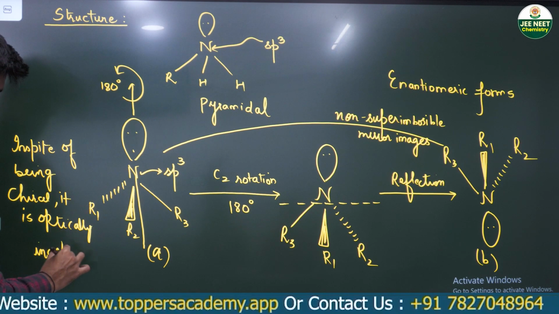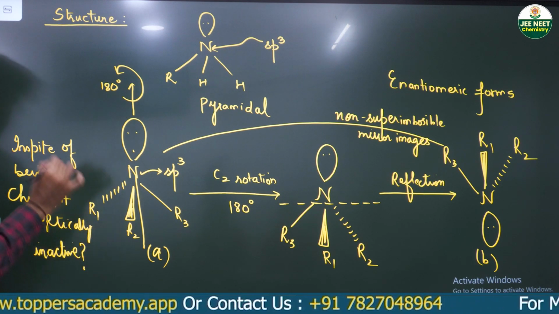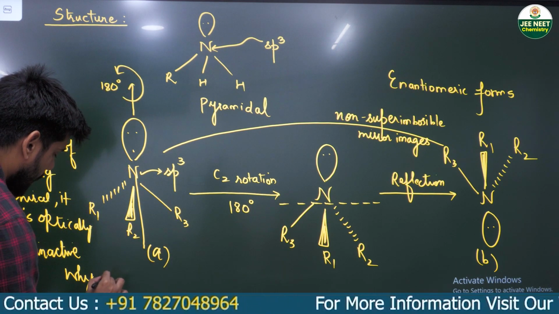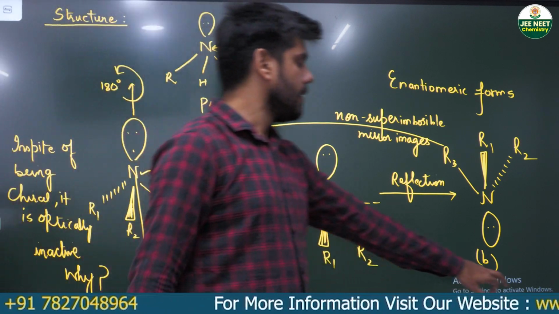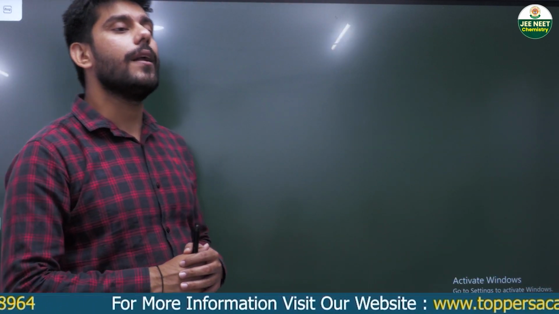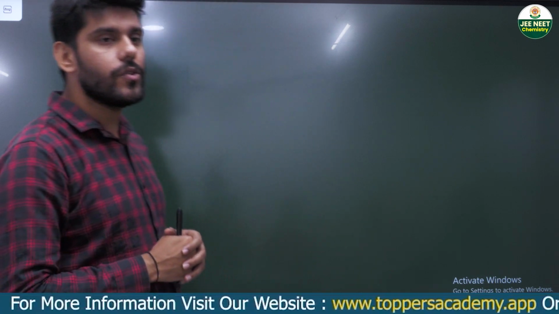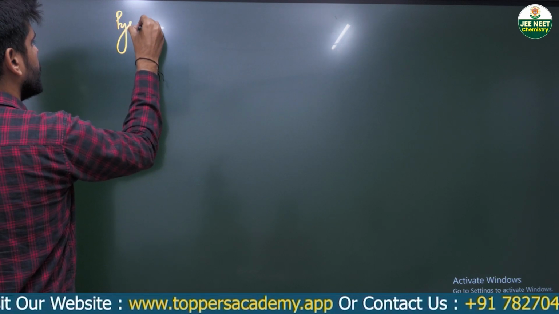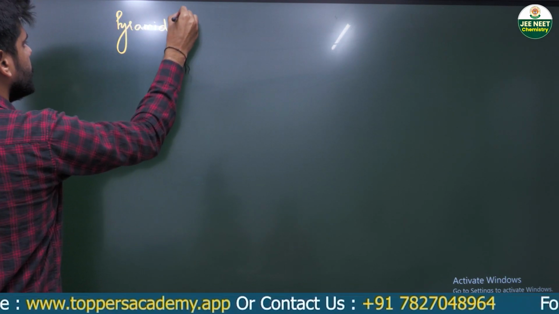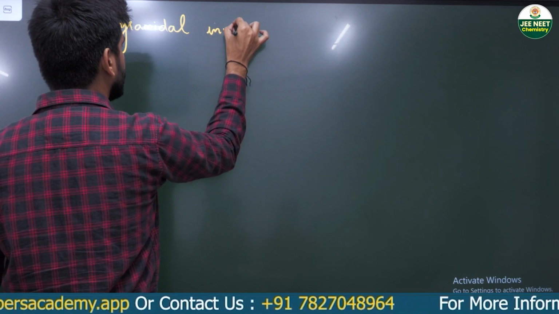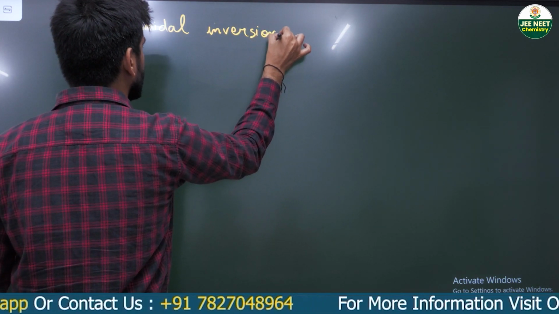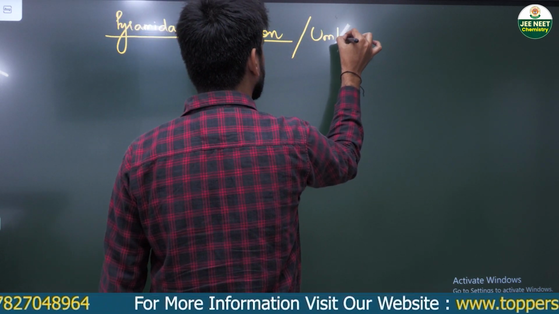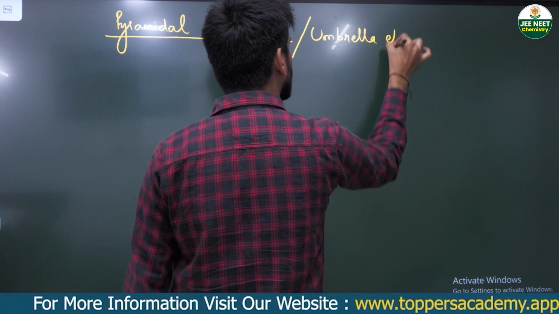Why? My question is why? And the answer lies in the pyramidal inversion, what we also call umbrella effect. So this is your pyramidal inversion, or we can say umbrella effect. You know what happens?